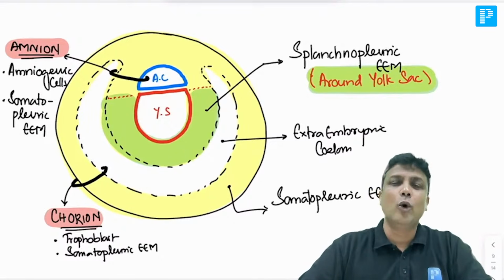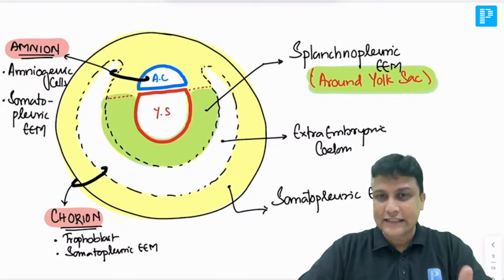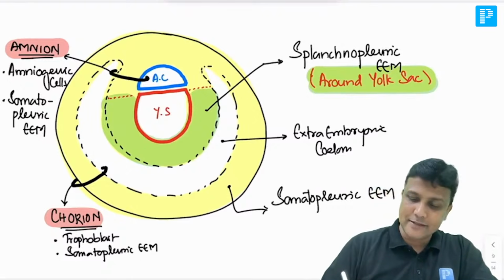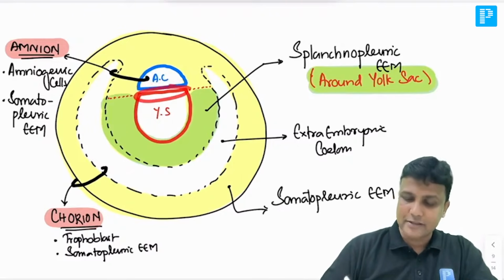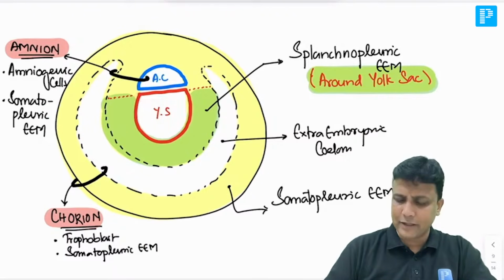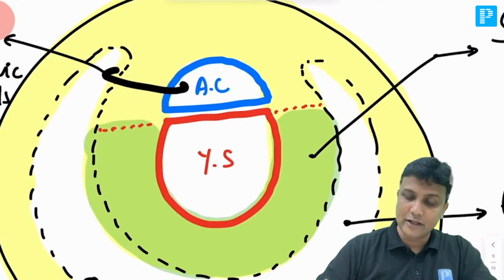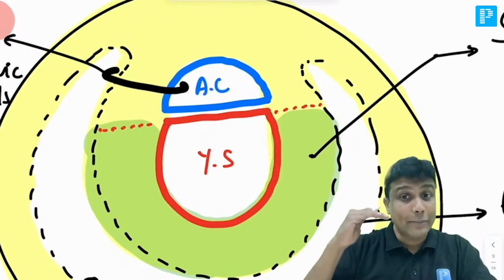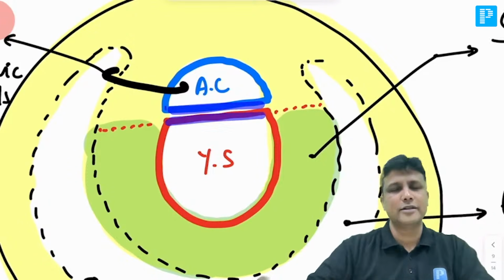Clear? Now, welcome to the third week, sir. Now come to the third week, okay? In the third week, the good news here is that there will be one change taking place in epiblast and one change taking place in hypoblast. That means in the third week, the changes are taking place only and only in the epiblast and hypoblast. Only these two. One change in epiblast, one change in hypoblast.